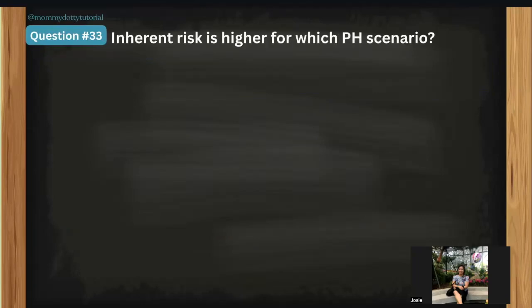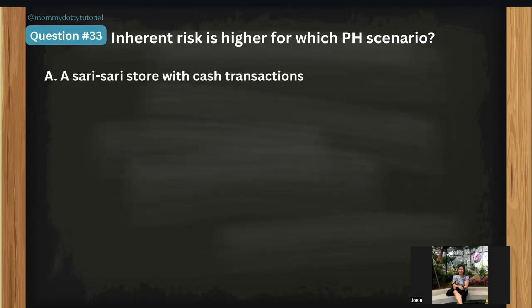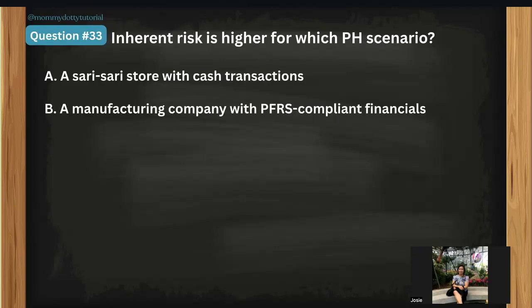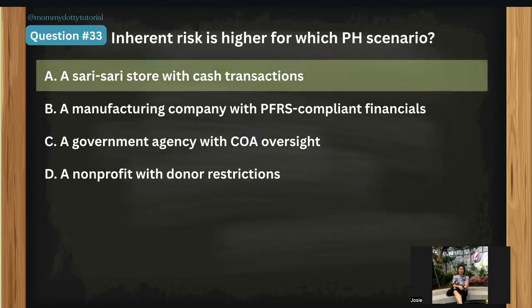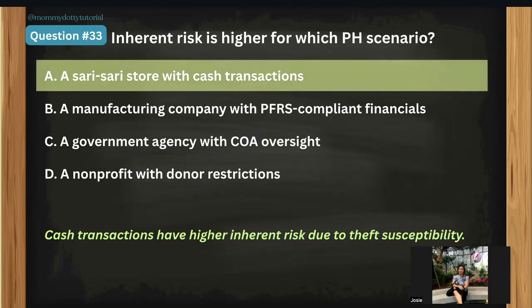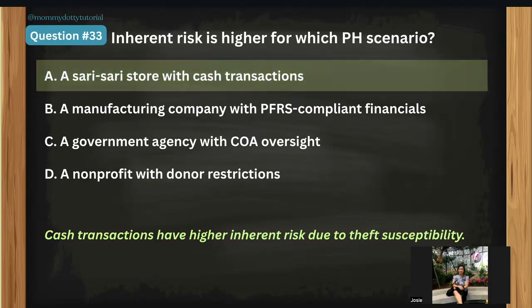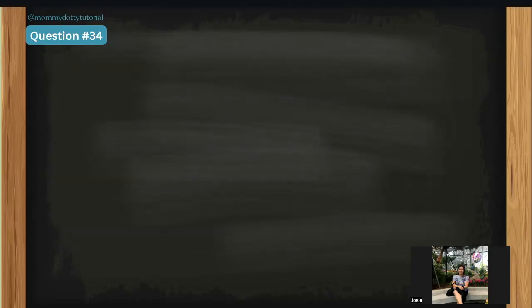Inherent risk is higher for which Philippine scenario? A. A sari-sari store with cash transactions. B. A manufacturing company with PFRS compliant financials. C. A government agency with COA oversight. And letter D. A nonprofit with donor restrictions. You may pause this video to think. The correct answer is letter A. Sari-sari store with cash transactions, because cash transactions have higher inherent risk due to theft susceptibility. Remember that cash is highly liquid. Okay, let's go to question 34.